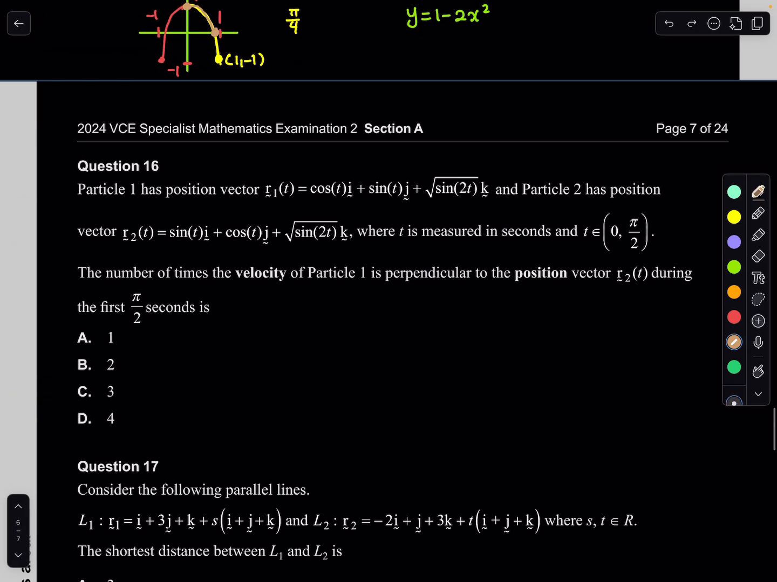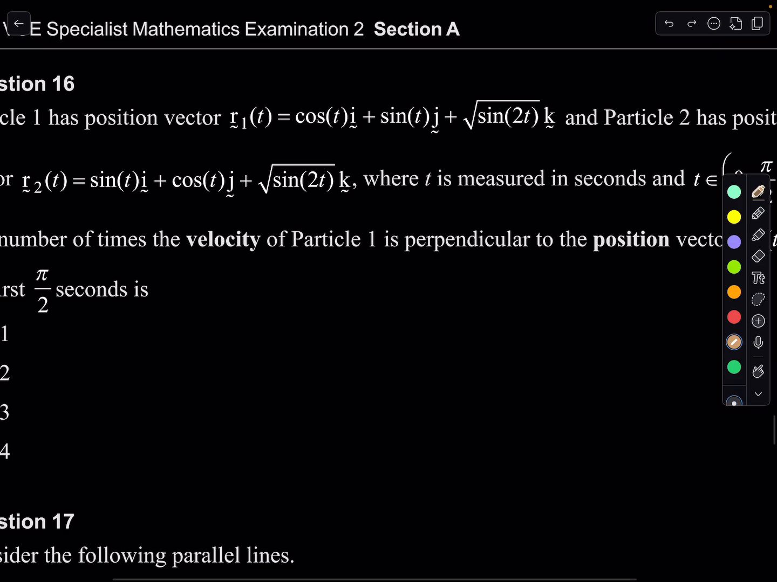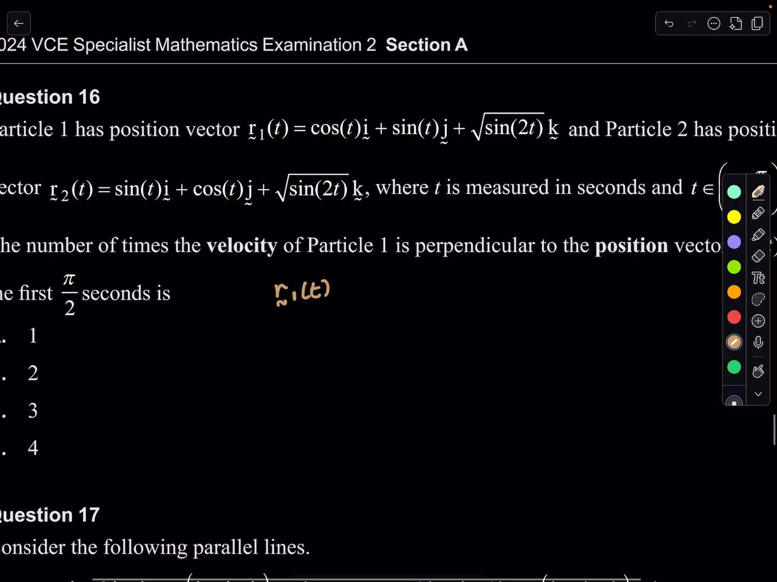16. Particle 1 has a position vector of this, and particle 2 has a position vector of this, where t is measured in seconds from 0 to pi over 2. The number of times the velocity of particle 1 is perpendicular to the position vector r2 during the first pi over 2 seconds is what? Actually, a really nice question, because we can define r1 of t, and we want the velocity of particle 1. The velocity, of course, is deriving it. So let's put a dot here.